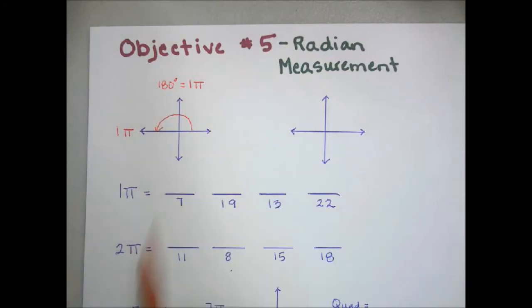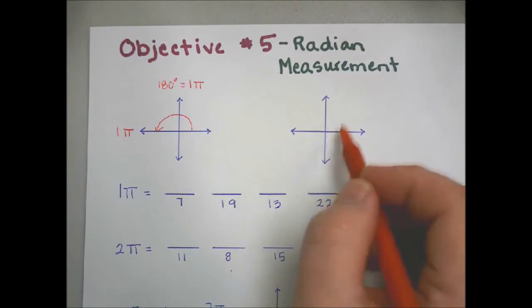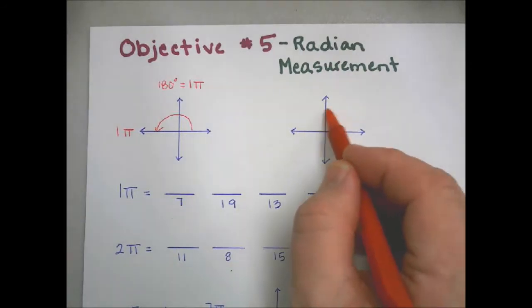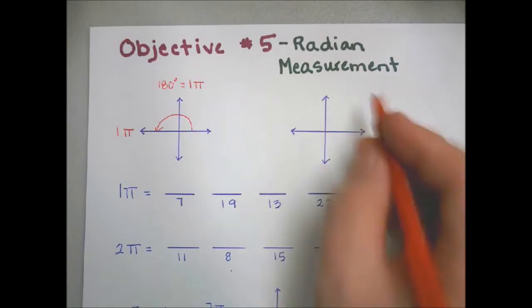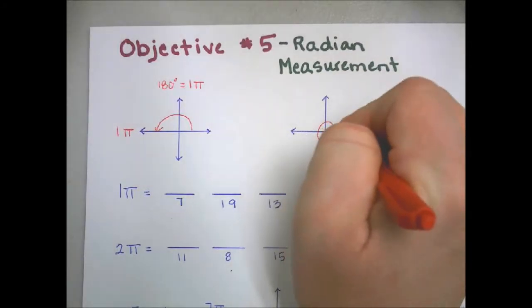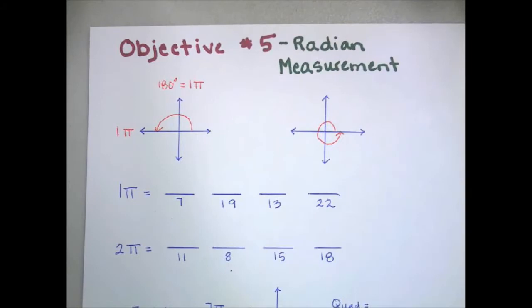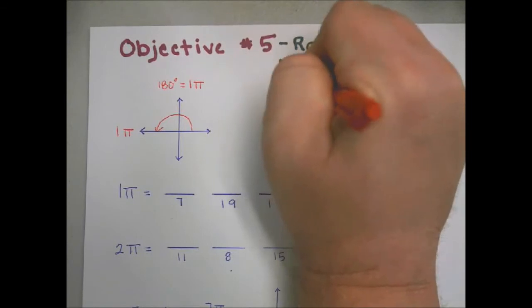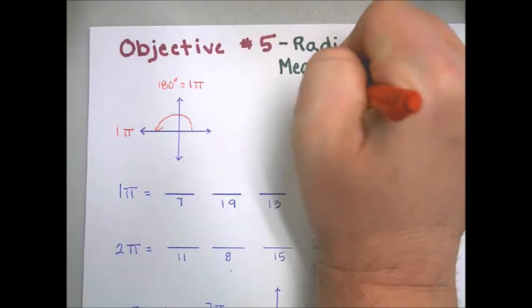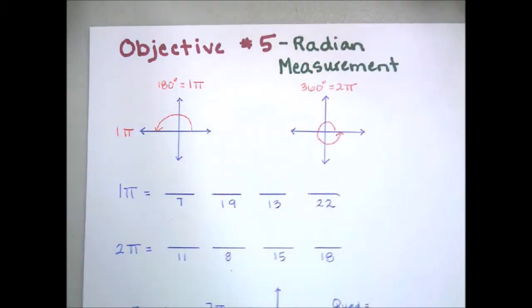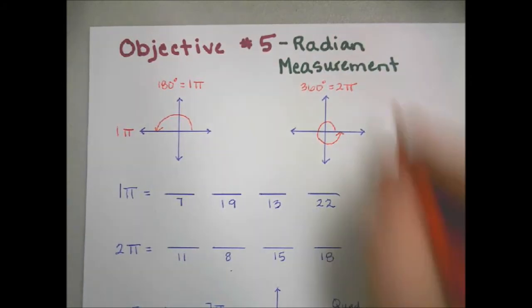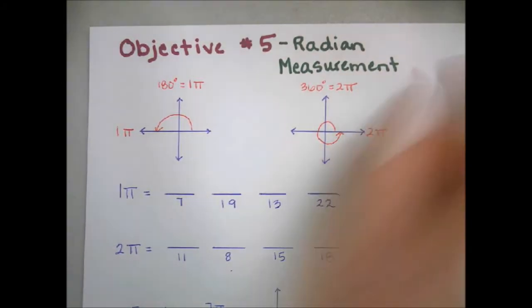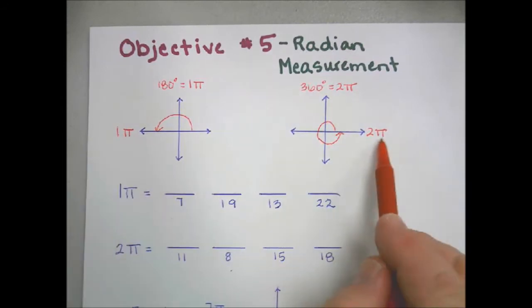Now, what about the other one, 2 pi radian? Well, if it takes 1 pi radian to go halfway around, then it would take 2 pi radian to go all the way around. So that sets up the equivalency of 360 degrees equals 2 pi radians. Now, like I said, you're not going to see 1 pi and 2 pi very often. It's going to be mostly in fraction form.